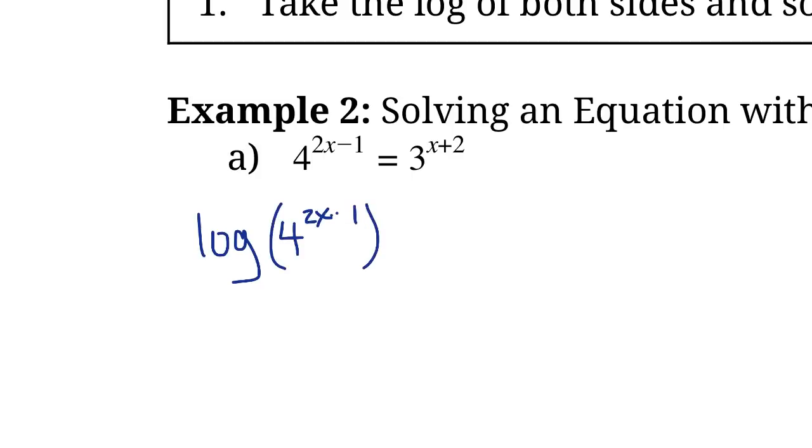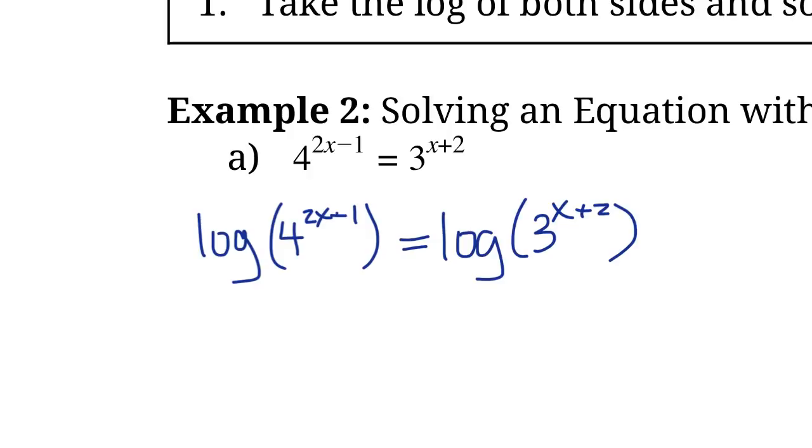So this is all inside the log, equals log of 3 to the power of x plus 2. Notice how I didn't put a base for the log, because it's assumed we're going to take the log with base 10, which is what your calculator can do, right? You can technically do any base as long as you do the same base on both sides. So we've taken the log base 10 of both sides, and now we can apply some of our logarithm rules to simplify this.